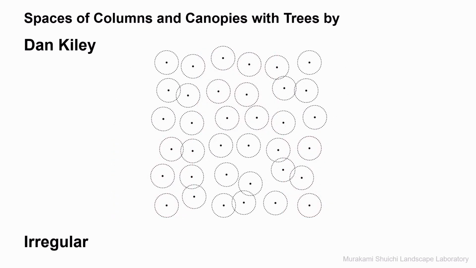In addition to the regular patterns we have seen so far, there are also arrangements like this one, where the trees are placed irregularly, compared with situations where the columns are aligned in an orderly manner. Such layouts may evoke a stronger sense of dynamism. The density of the canopy also becomes more varied, creating a wider range of spatial experience.